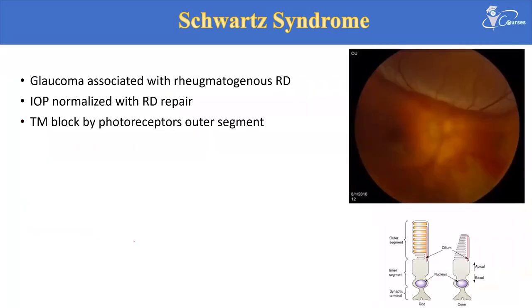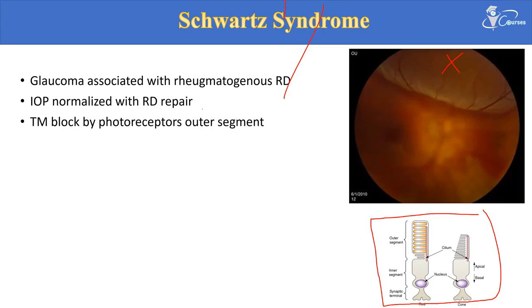Another case of secondary open angle glaucoma is called the Schwartz syndrome. In Schwartz syndrome, there will be glaucoma associated with rhegmatogenous retinal detachment. So when the patient has retinal detachment like that, if there is a break like here, the break will allow liberation of the photoreceptors from the RPE, and they will travel from the posterior chamber to the anterior chamber until they block the trabecular meshwork.